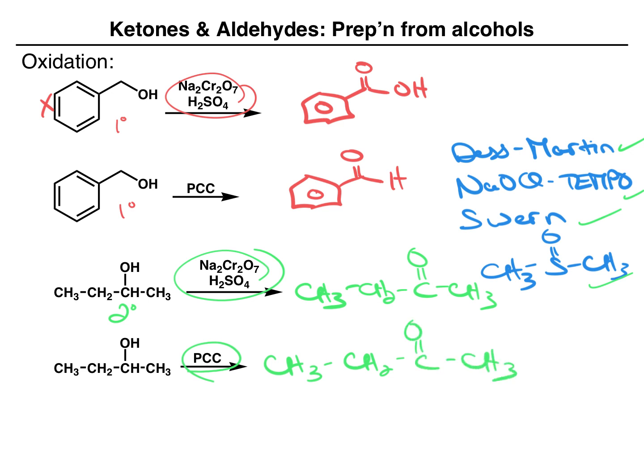So we can carry out a functional group interconversion, converting an alcohol to an aldehyde or to a ketone, depending on the original structure of the alcohol. And there are a number of different reagents that can be used. So oxidation of alcohols is a very common way to access aldehydes and ketones.